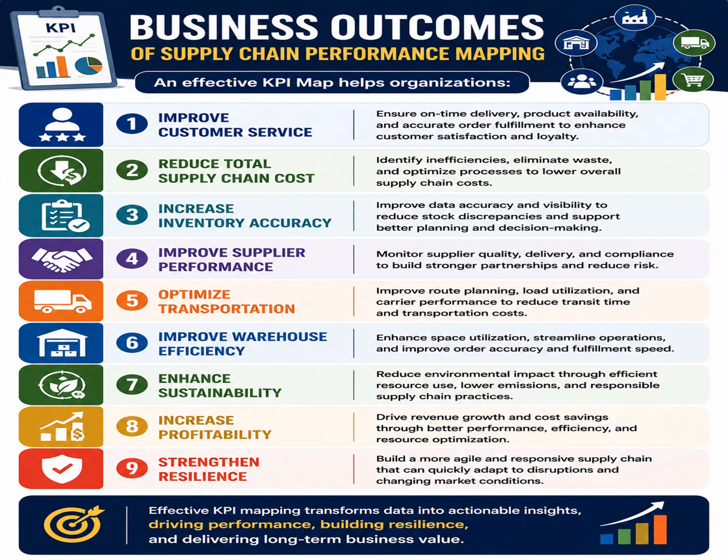deliveries, reduce total supply chain costs through process optimization and waste reduction, increase inventory accuracy to minimize stock discrepancies and improve replenishment decisions, enhance supplier performance by measuring quality, delivery, and compliance, optimize transportation through better route planning and vehicle utilization, and improve warehouse efficiency by increasing storage utilization and order fulfillment accuracy.